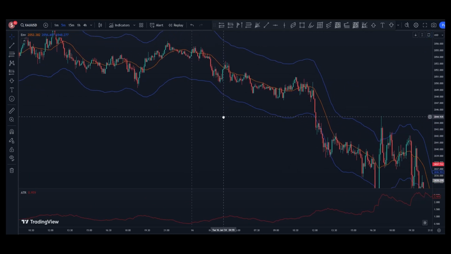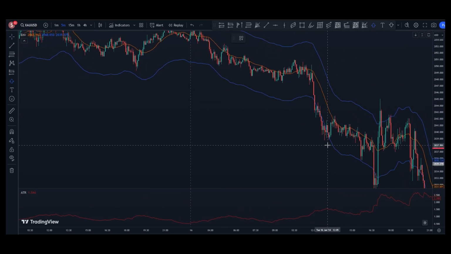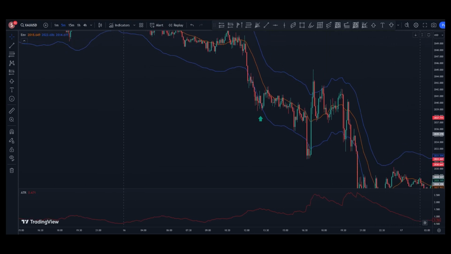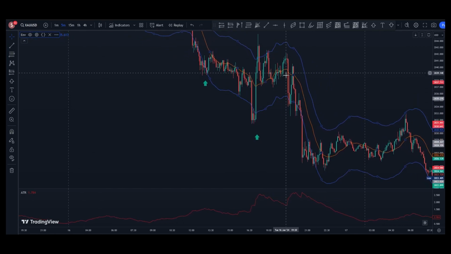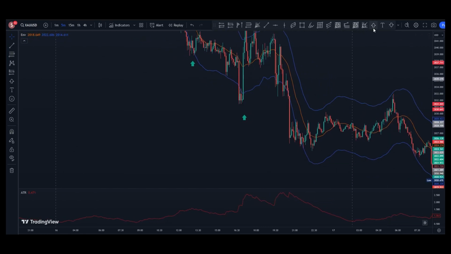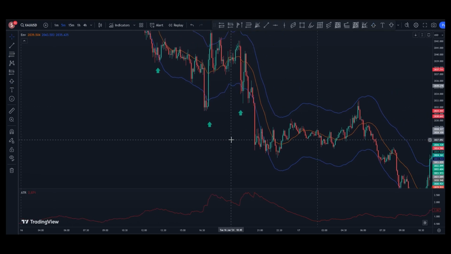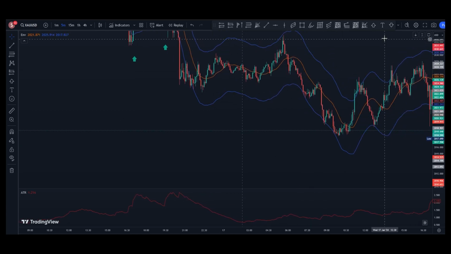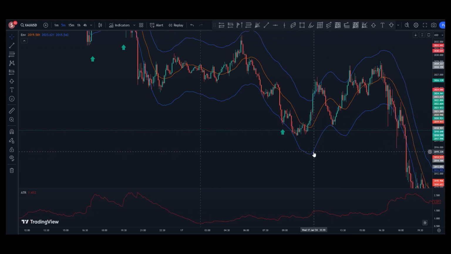Well, we can enter for a long trade here. It hit our stop loss. You can enter for a long trade here. Maybe it gives you a profit. Well, you can enter for a long trade here. It gives you a profit. Well, let's see. You can enter the long position here. It hit your stop loss.